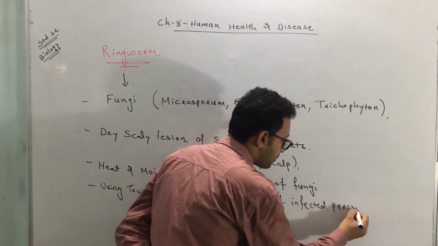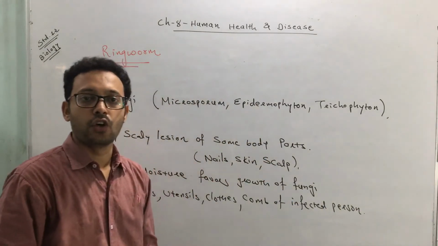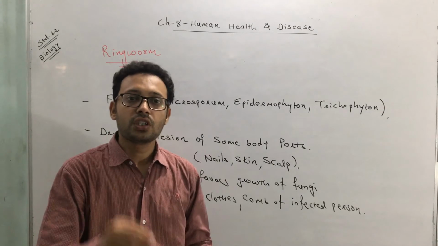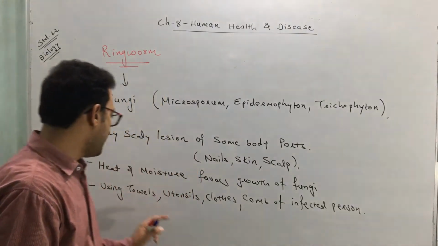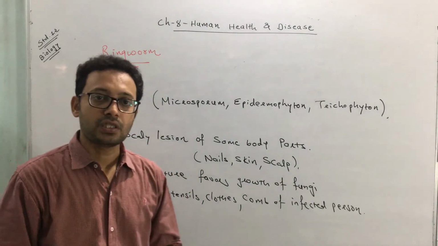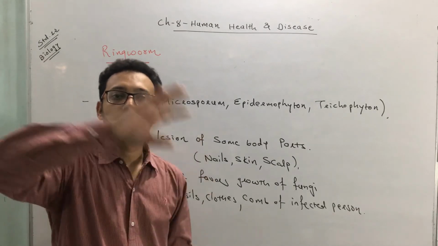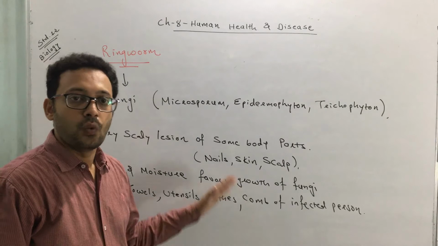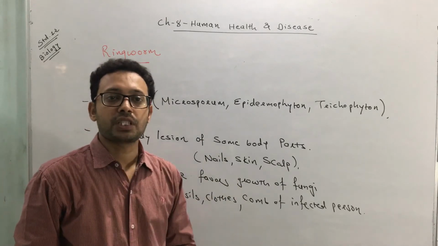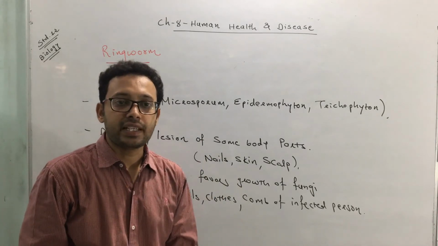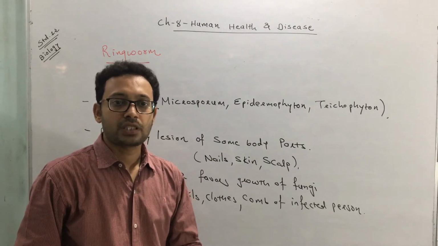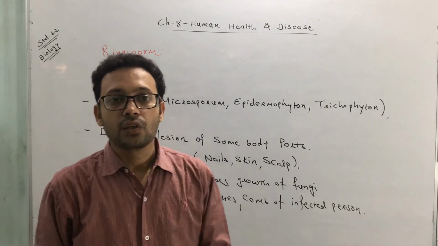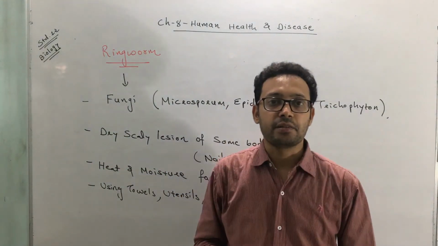Okay, so for those persons who are infected with ringworm, if you use their clothes, comb, or towels, then the ringworm is going to spread from one person to another person. One way to get rid of this kind of disease is to maintain a distance from that person and not use the things which are used by that infected person.